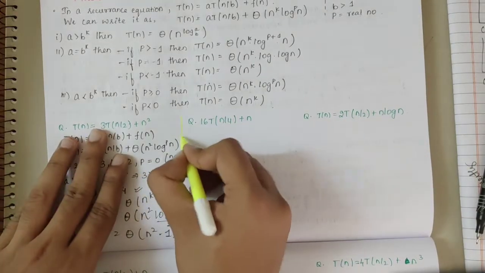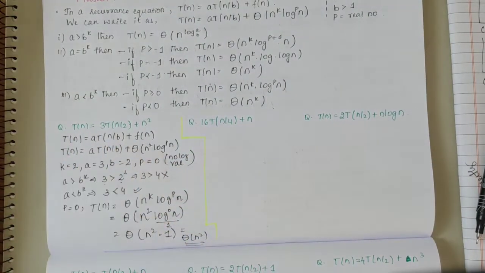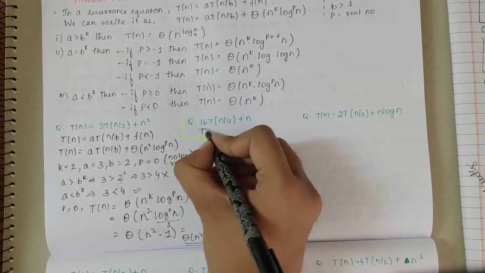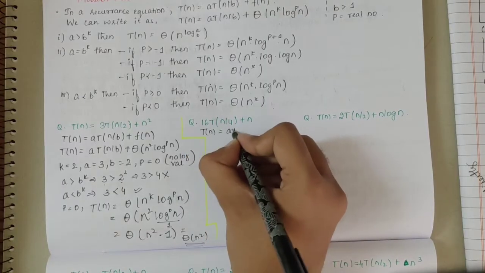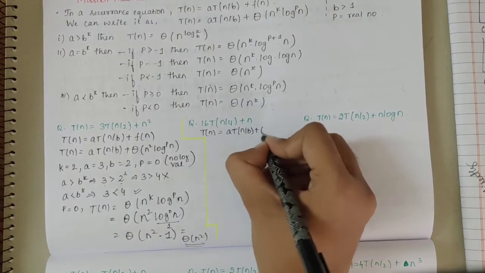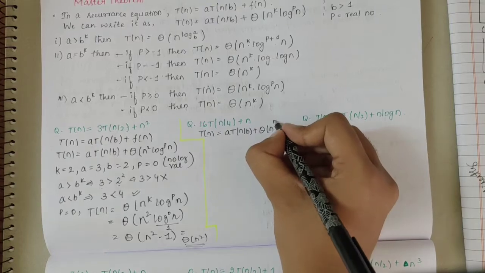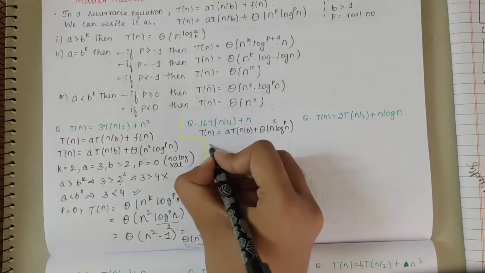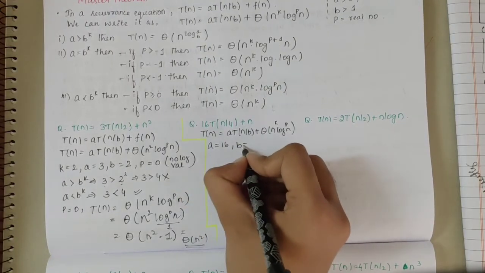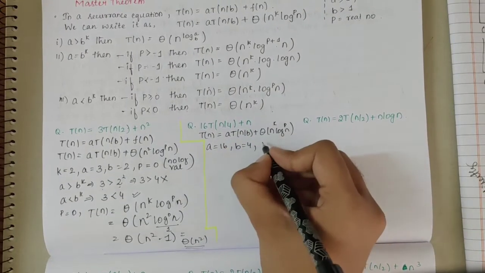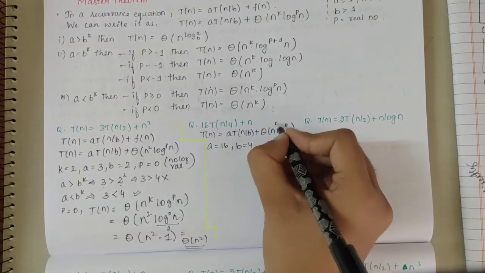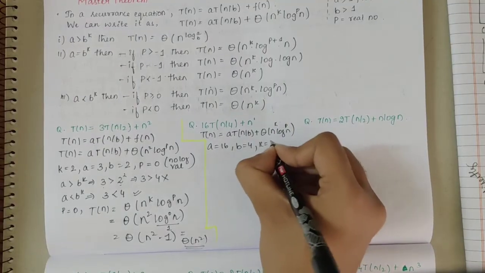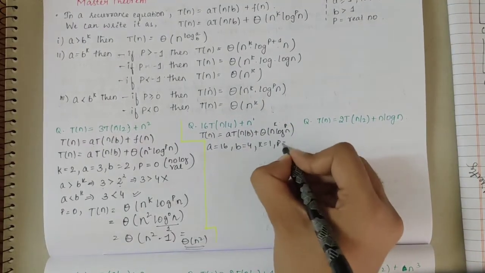Now let me look into the second question here, that is 16T(n/4) plus n. Comparing this with the standard formula, T of n is equal to aT(n/b) plus theta of n power k log power p of n. So comparing, I get a value as 16, b value as 4, right? And k value, here I have n and there I have n power k. Here just n means n power 1, right? So k value is 1 and log value is not there, so p is equal to 0.